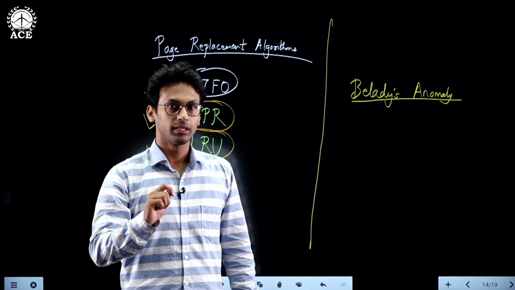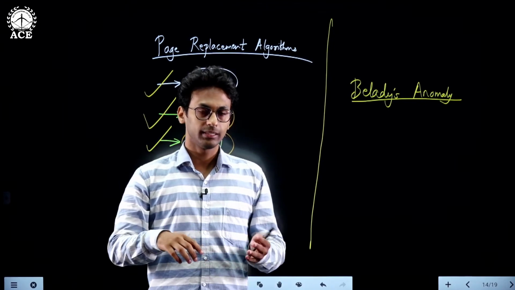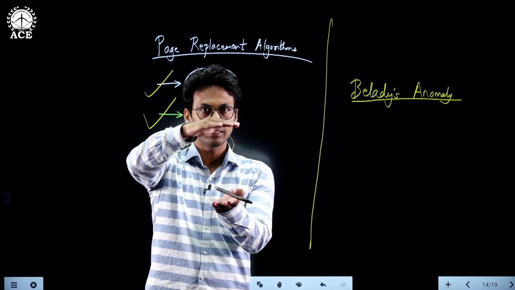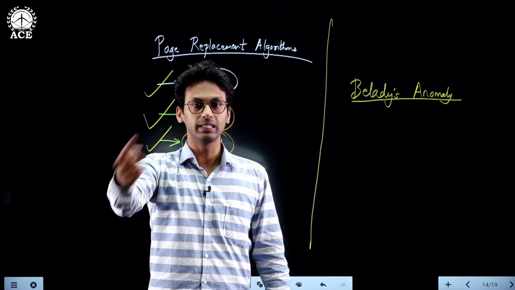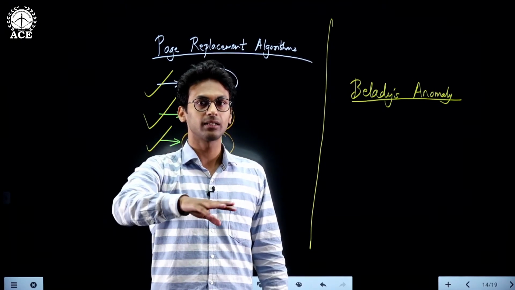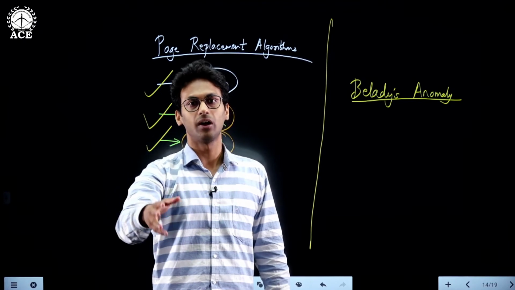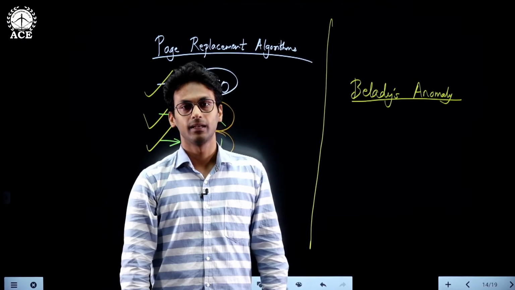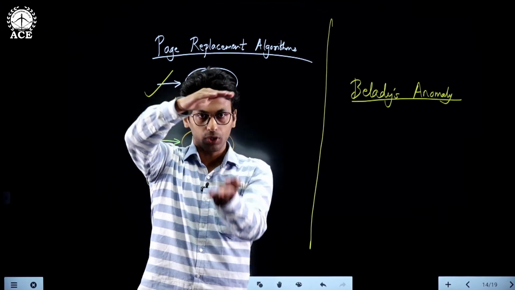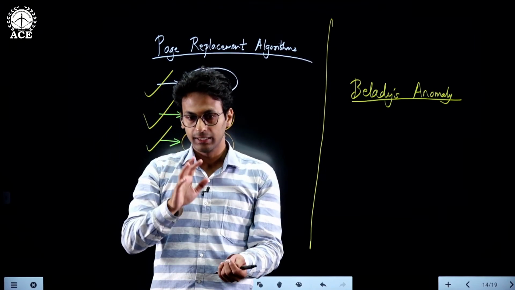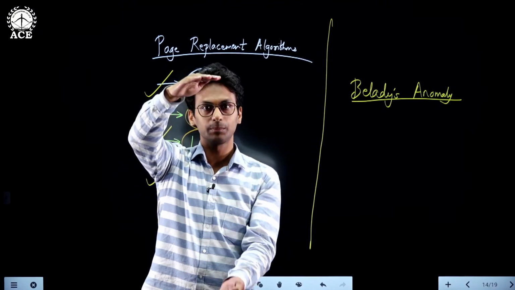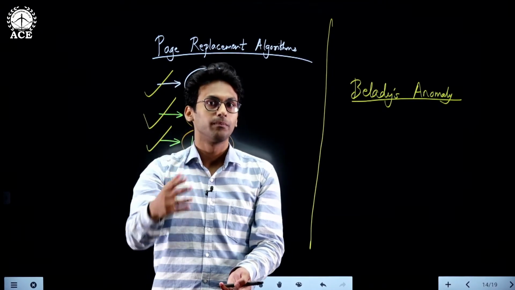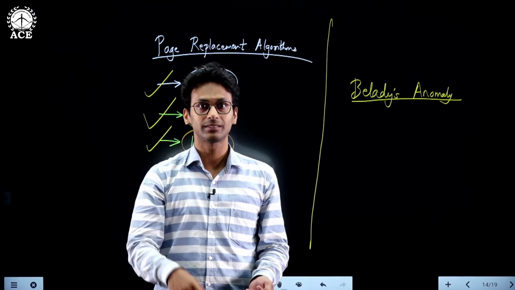Belady's anomaly indicates what? If, by increasing the number of frames, page faults increase, then that particular condition is called Belady's anomaly. When we increase the number of frames, obviously you might think that page faults will decrease because you have increased the number of frames, isn't it? Now, page replacement will be less.